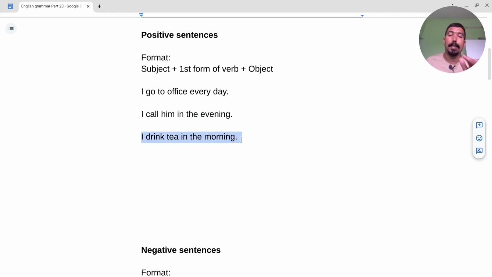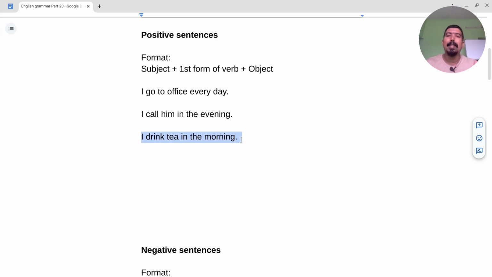I drink tea in the morning. If you have a habit of drinking tea every single day, you can use this sentence. If you tell this to someone, what the listener understands is that you have a habit of drinking tea in the morning. Every single day in the morning you have a habit of drinking tea. That is why we say I drink tea in the morning. Drink is the verb part, that is the first form of verb.